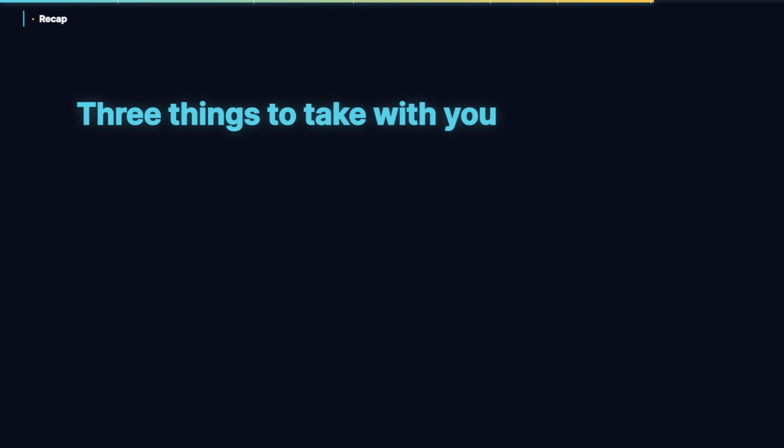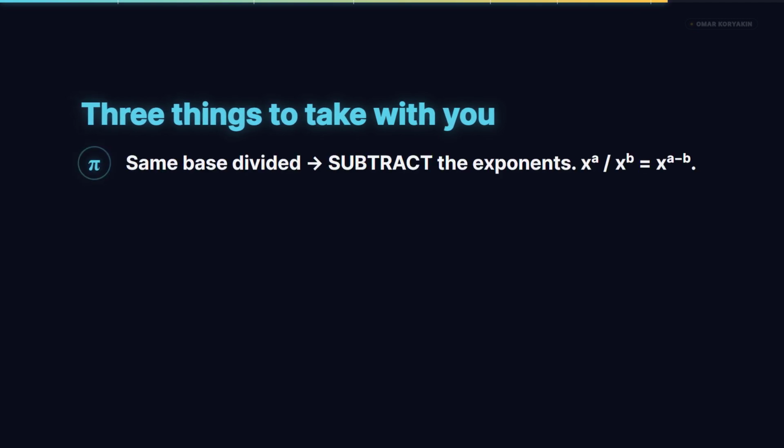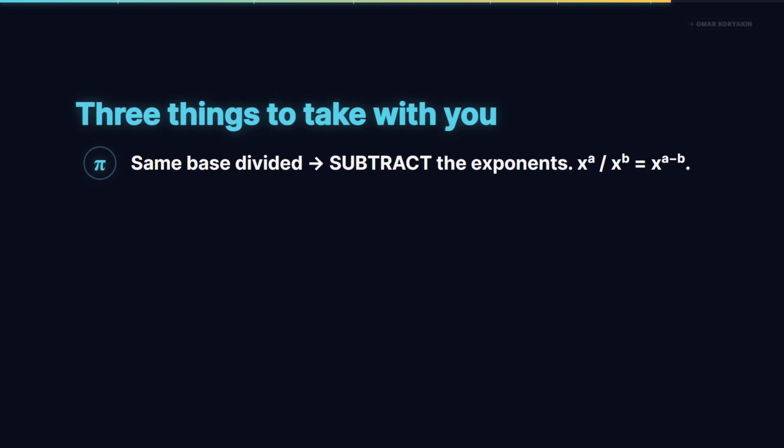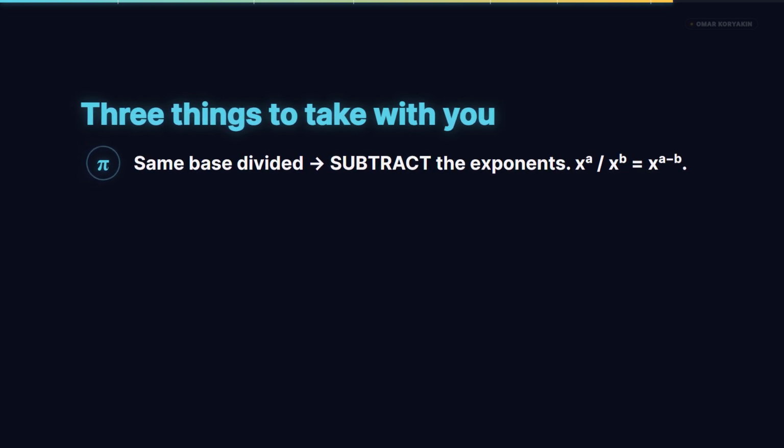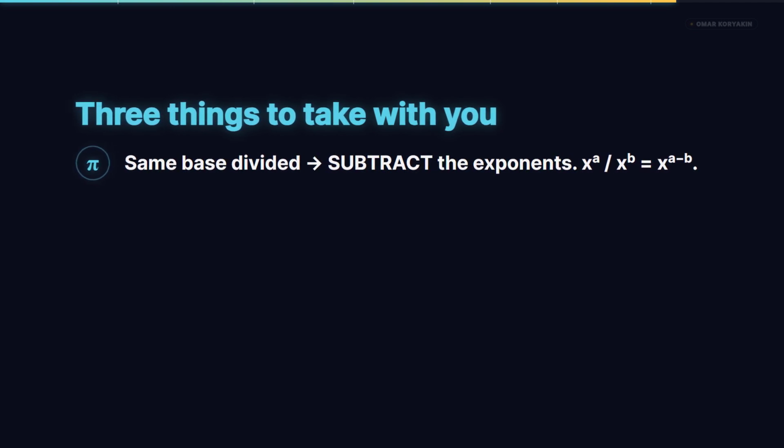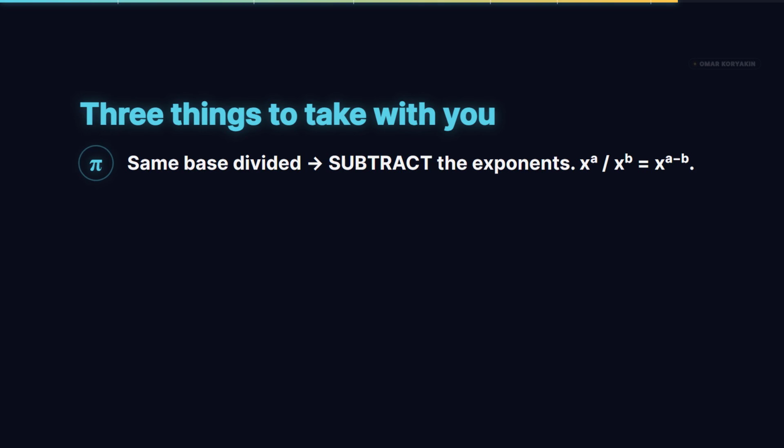3 things to take with you from this lesson before we move on to scientific notation in the next lesson. Each rule will come back constantly through the rest of the algebra course, especially in factoring, in rational expressions, and in exponential functions. First, when you divide 2 powers of the same base, subtract the bottom exponent from the top exponent. X to the a divided by x to the b equals x to the a minus b. Same base on top and bottom is the trigger for this rule.